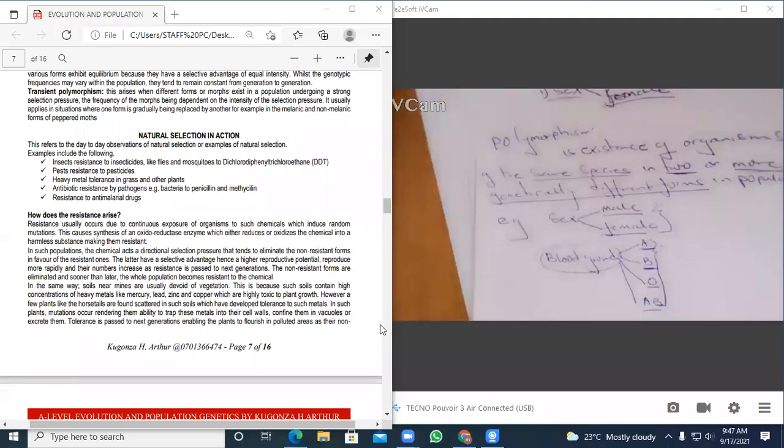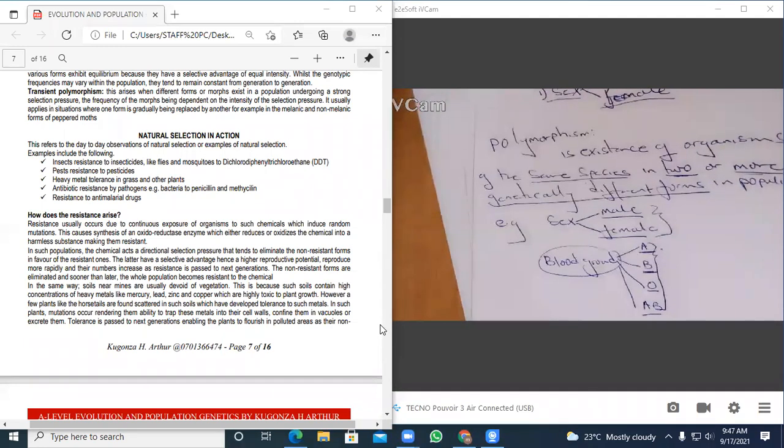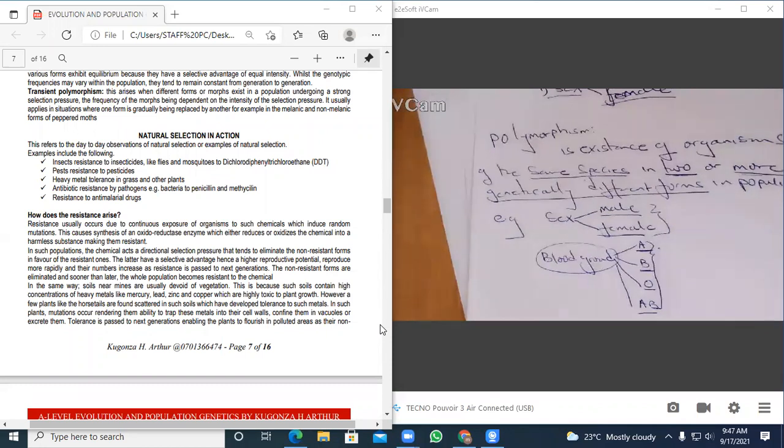Another example I can give you is sickle cell. We have individuals who are normal and individuals who are sickle cell. Therefore, having organisms of the same species existing in two or more different forms in a population, that is what we call polymorphism.